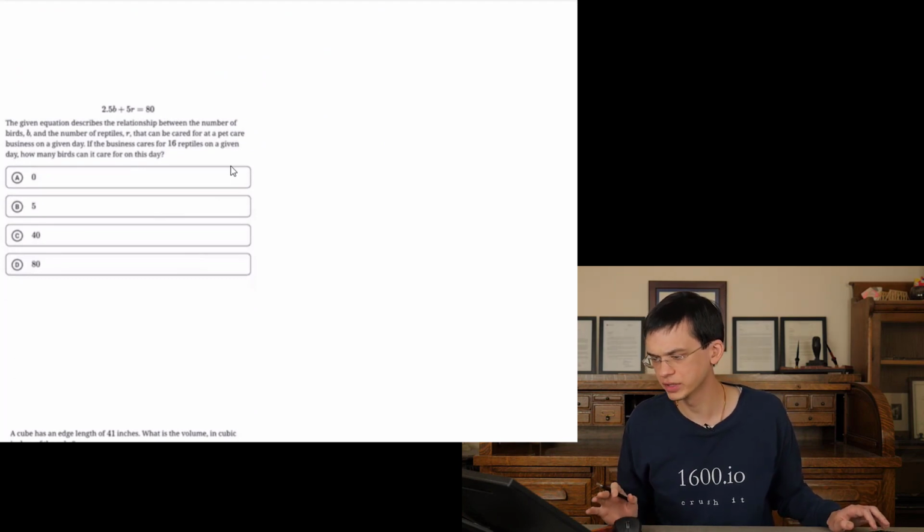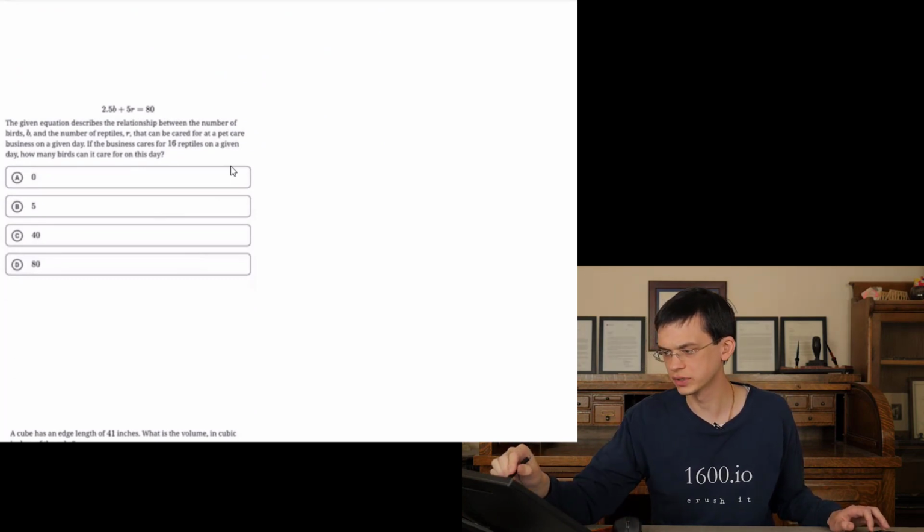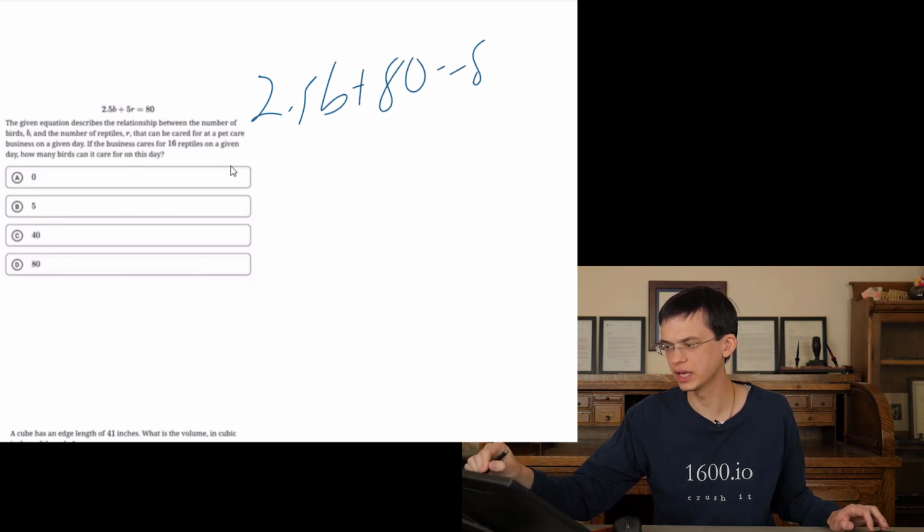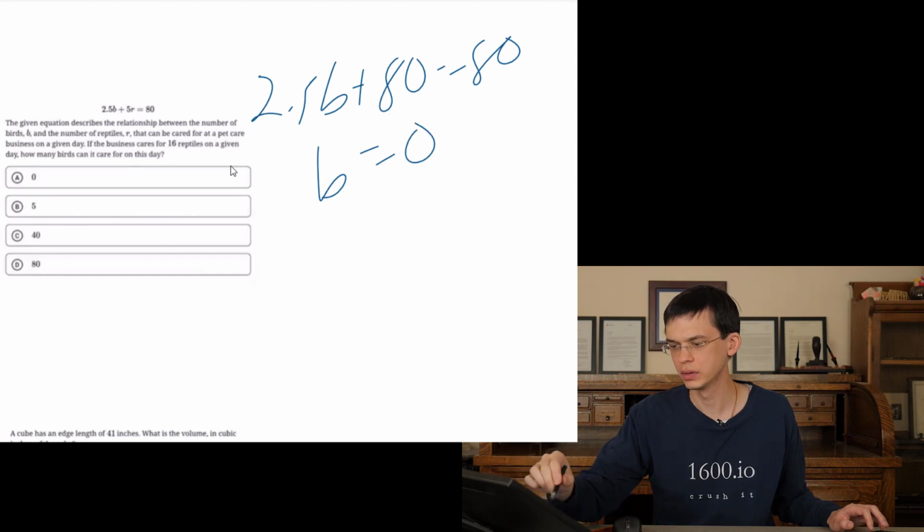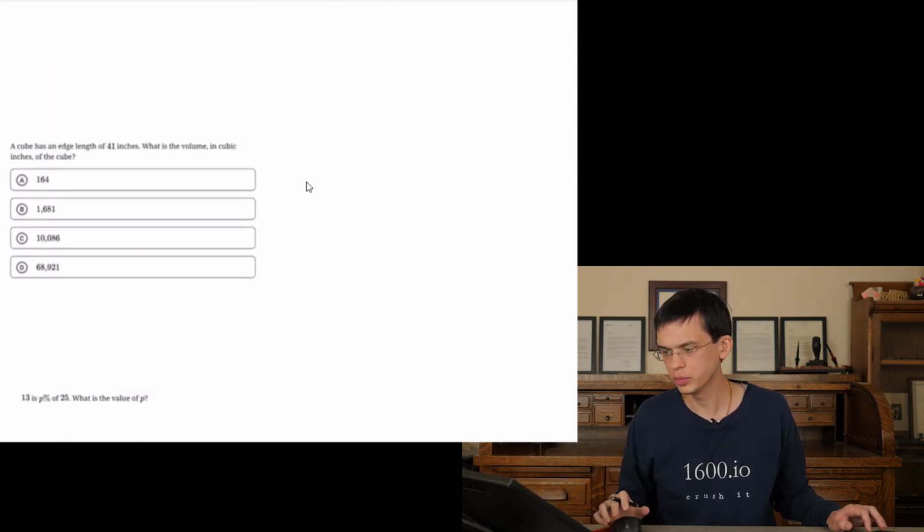We have a line here. B is the number of birds, and the reptiles are 16. So 2.5 B plus 5 times 16 is equal to 80. The only time this can happen is when B is equal to 0. Sorry, birds.